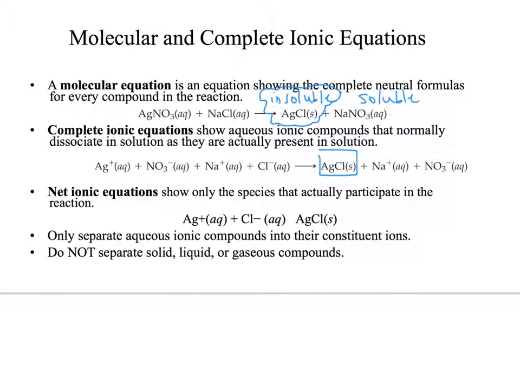So what we're going to do is, and we're missing an arrow here, there should be an arrow, you can see that we take our insoluble compound and we write it as the intact product. And then we're going to look for the ions that are involved in that precipitate. We see that's going to be our chlorine ion and our silver ion. And we're only going to bring those down into the net ionic equation because those are the species, those are the ions that actually participate in this reaction.